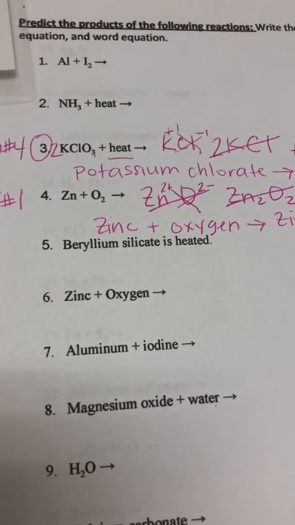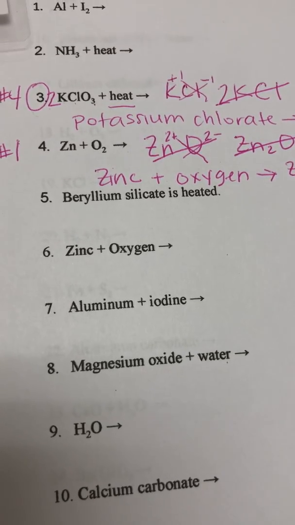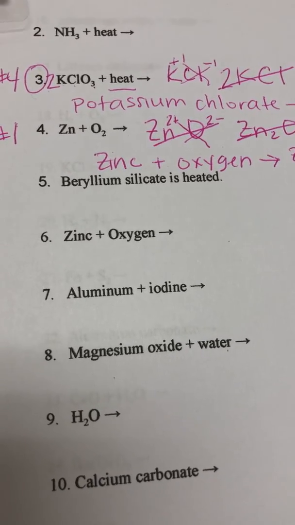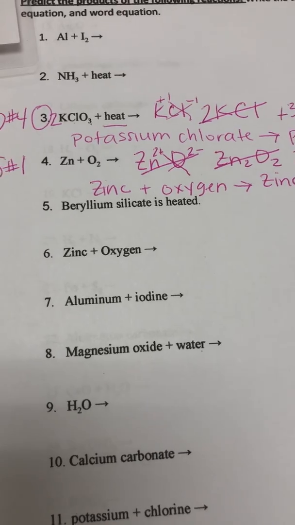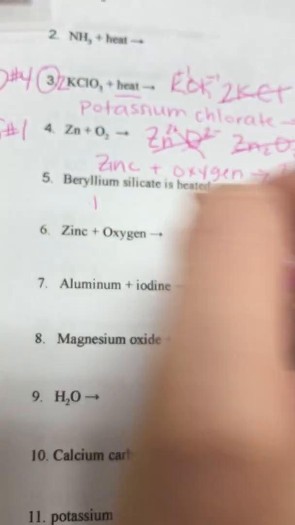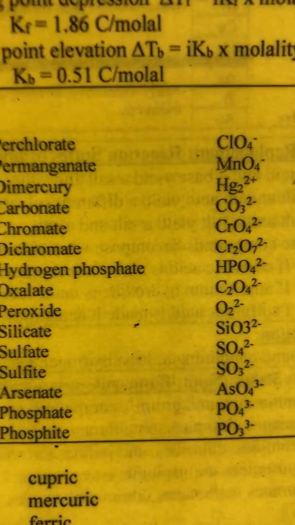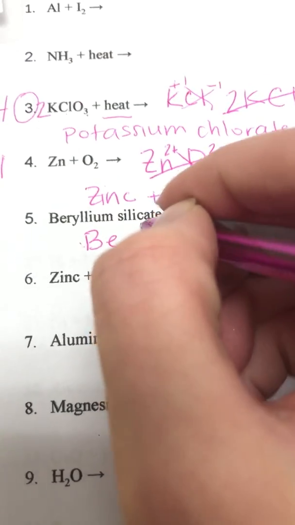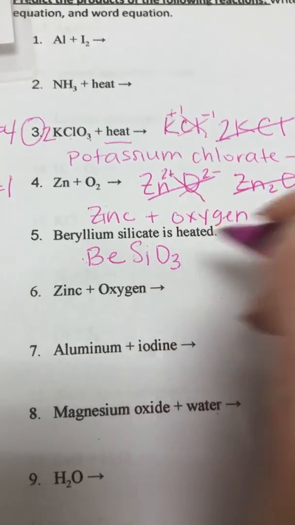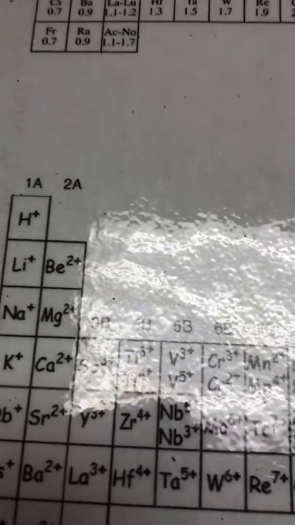Alrighty, number 5, I have to use some nomenclature rules. So beryllium silicate, I have to write this out. Beryllium is Be. Silicate on my polyatomic ion sheet is SiO3 2 minus. SiO3, and it's a 2 minus. Okay, beryllium from my sheet is 2 plus.